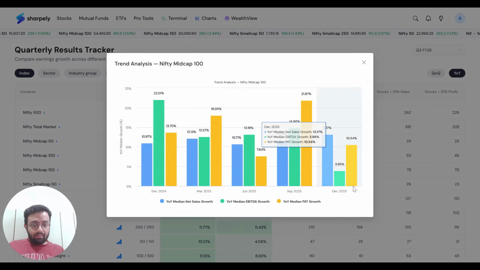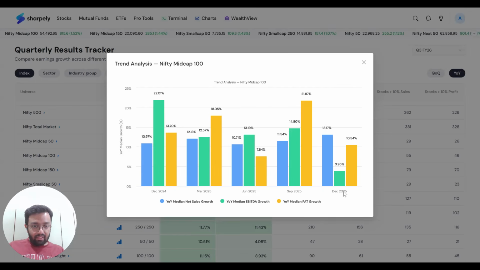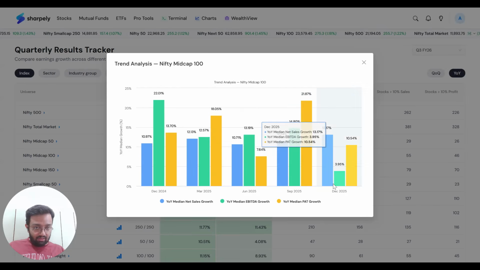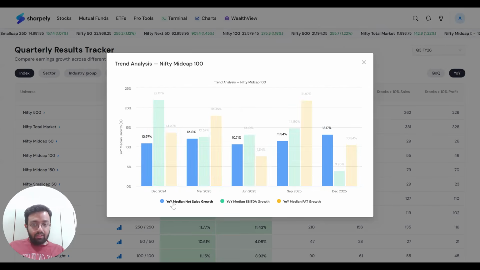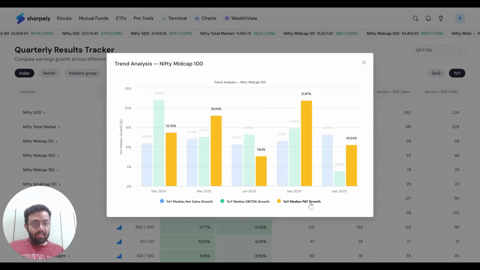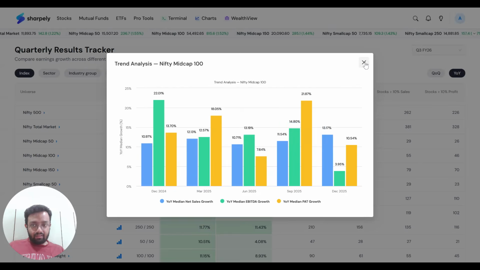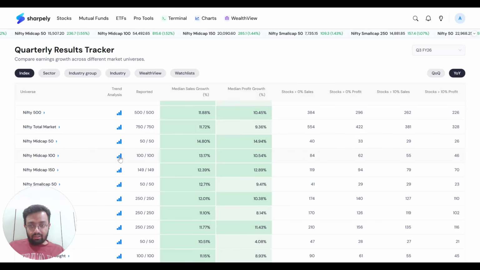So this is the December 2025 quarter that we are looking at currently. These are the September numbers, these are the June, March, and December numbers. So compared to December 2024, the numbers are still not good yet, right? And this blue is YOY median net sales growth, this is EBITDA growth, and this is PAT growth. So you can quickly analyze the trend of the earnings growth as well, both top line and bottom line, just by clicking on this icon.